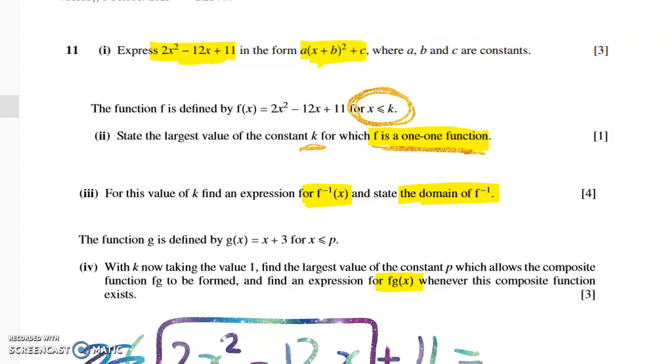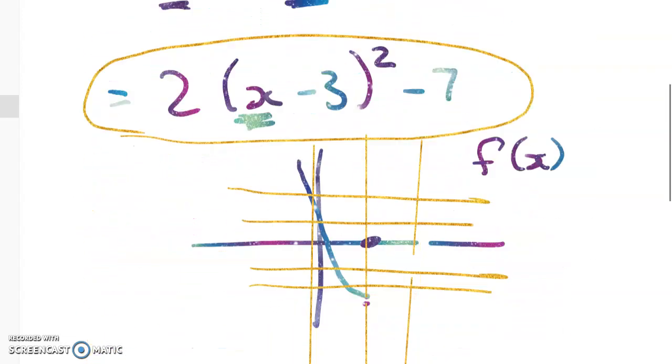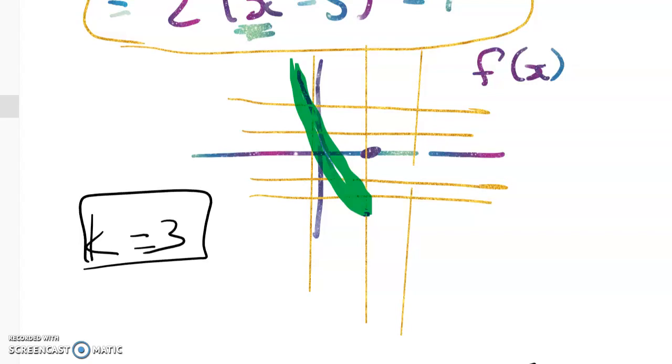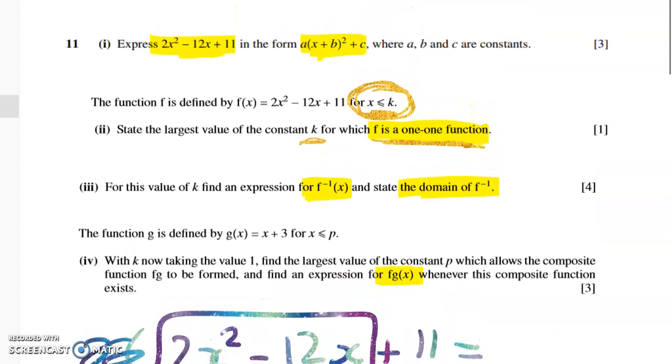So in this case, we're looking for the domain to be restricted to x's less than a number. So we're leaving ourselves with this side of the parabola. So k is equal to 3, right? Because I can go up that far before I lose my one-to-one property. As soon as I go further, I'll have this bit around here, and then I've failed my horizontal line test. So that's the first two bits done.